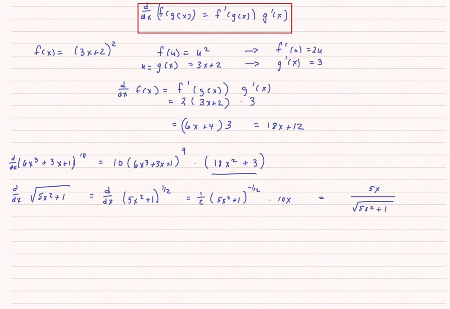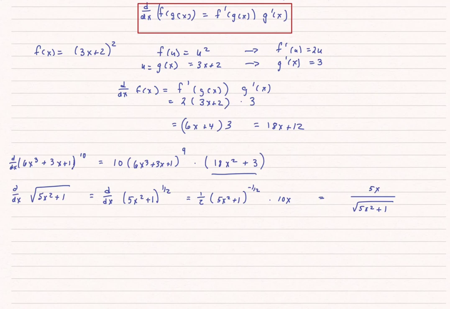Now, if the problem says not to leave anything in terms of a negative exponent, then you do have to rewrite that negative 1 half as 1 over something to the 1 half power. So simplification isn't necessary, but if you're asked to not leave any negative exponents, you do have to rewrite it as a positive exponent in the denominator.